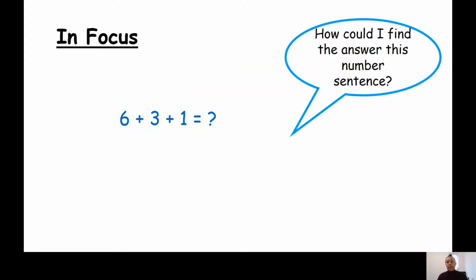So let's have a look at this then. How could I find the answer to this number sentence? We've got 6, add 3, add 1 equals. Pause the video now and have a little think about it. How are we going to find the answer to this number sentence?